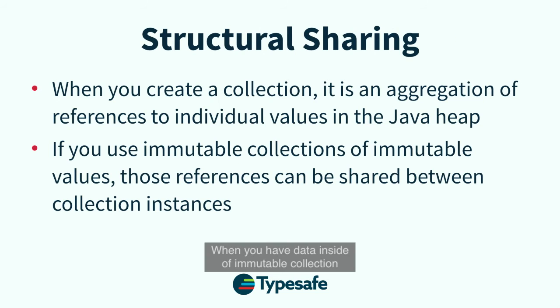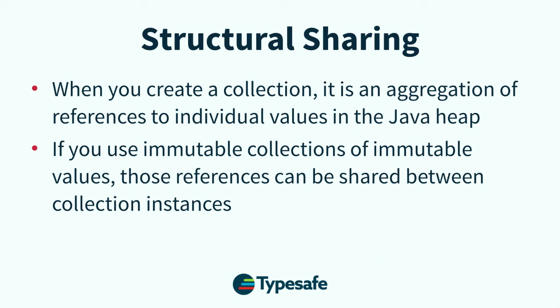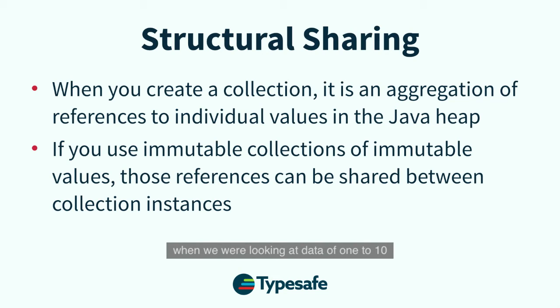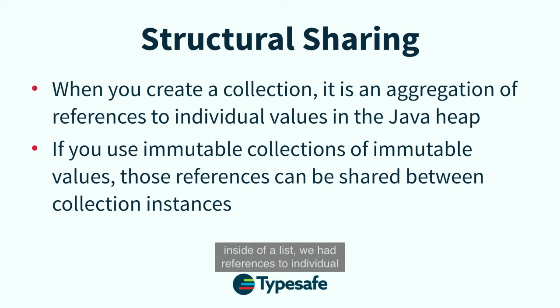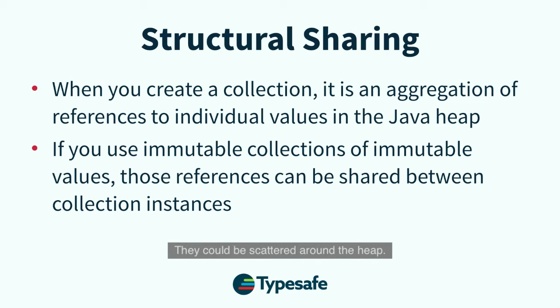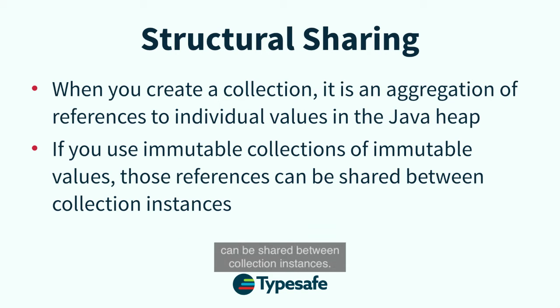When you have data inside of an immutable collection in Scala, it is an aggregation of references to individual values in the Java heap. So, for example, on the earlier slide when we were looking at data of 1 to 10 inside of a list, we had references to individual integer instances of the integer class. They could be scattered around the heap. And when we use immutable collections of immutable values, those references can be shared between collection instances.